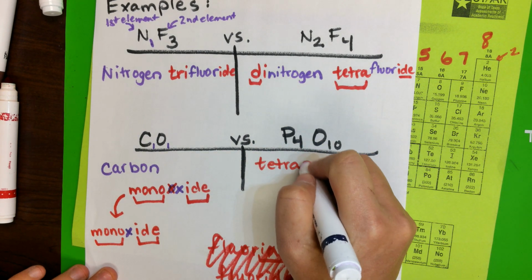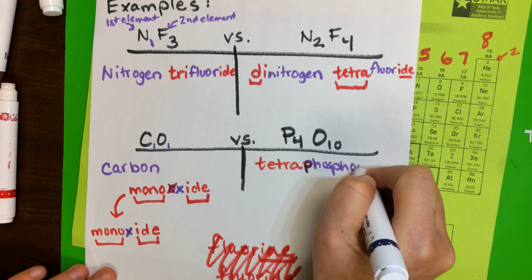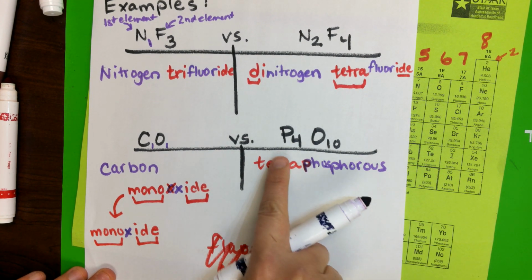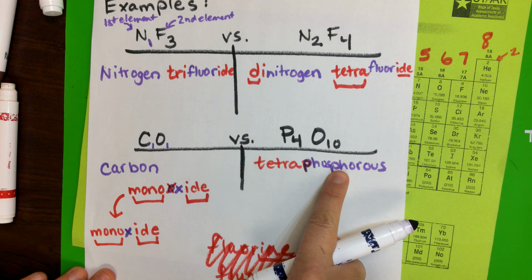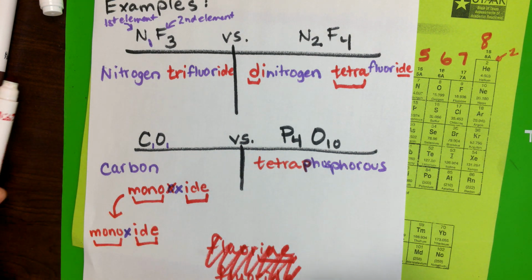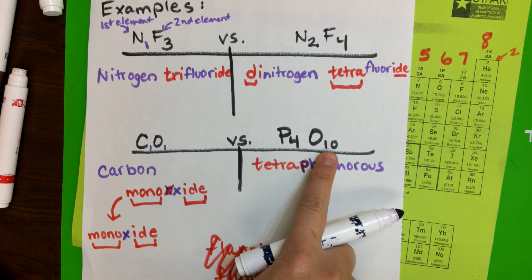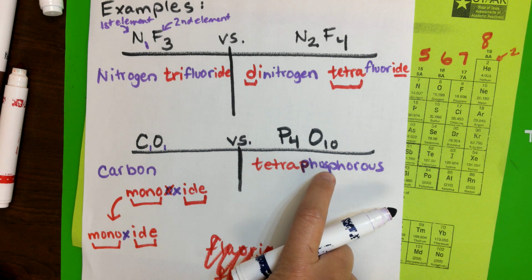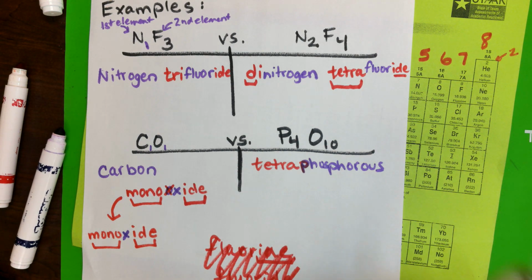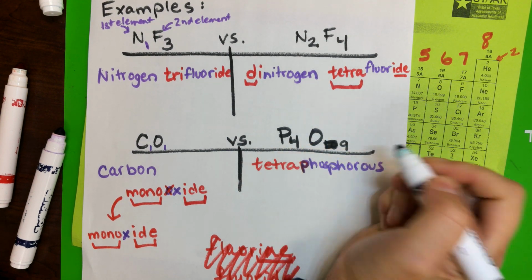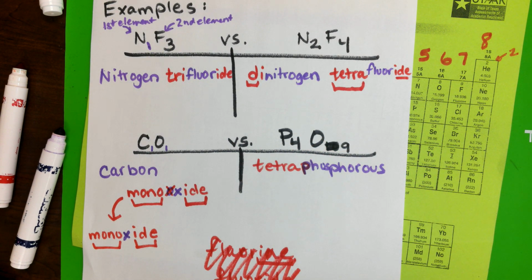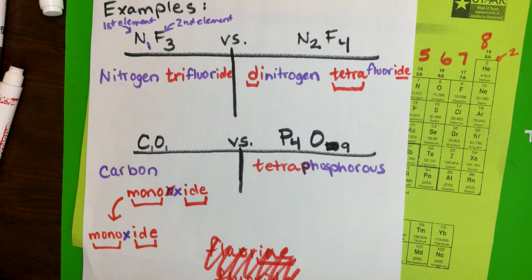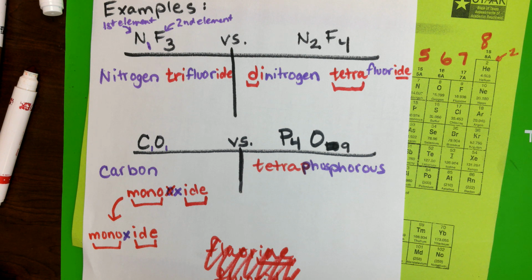Tetraphosphorus. Oops, phosphorus. Now again, the first one you always write just the way it looks in the periodic table. So it would be tetraphosphorus. And then the next one, the 10, let's change this to 9.